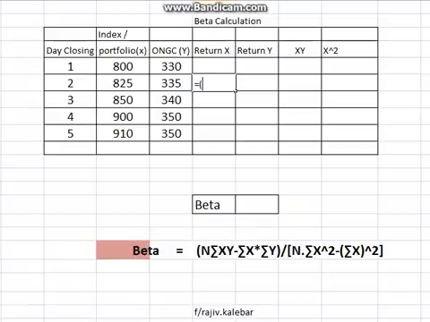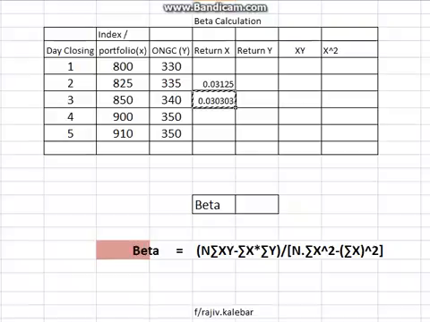How to calculate that? It is very simple. Present day's closing price minus previous day's closing price, whole divided by previous day's closing price, becomes the method of calculation. Let me just repeat it. Today's closing price minus the previous day's closing price, whole divided by the previous day's closing price.